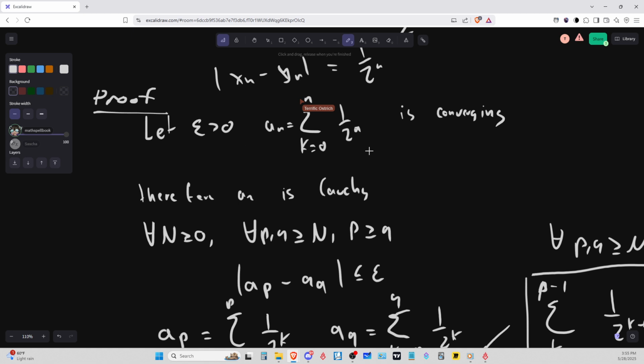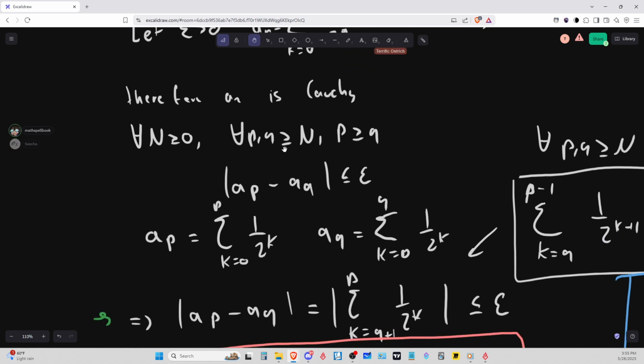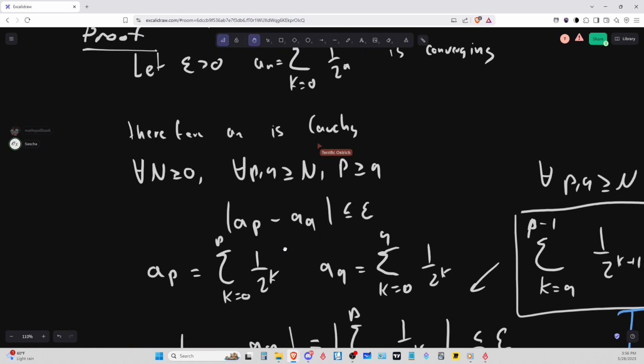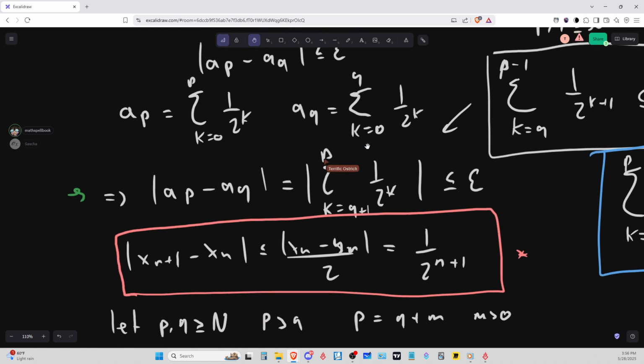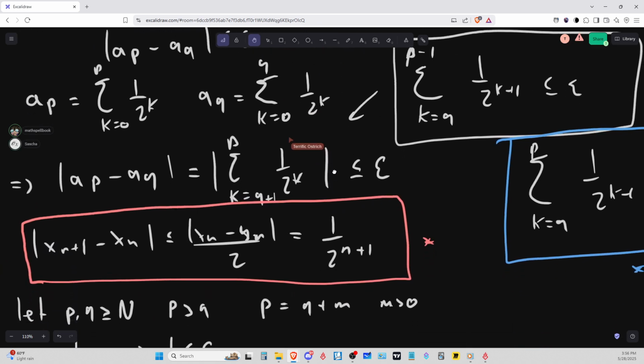So let epsilon. We have the sequence, or is this a series? It's a series, because it has the summation symbol. It's converging, and then we have to show it's Cauchy. No, we don't have to show it's Cauchy, we use the fact that it converges. What I meant is that to show it's Cauchy, we use the definition of what it means to be Cauchy.